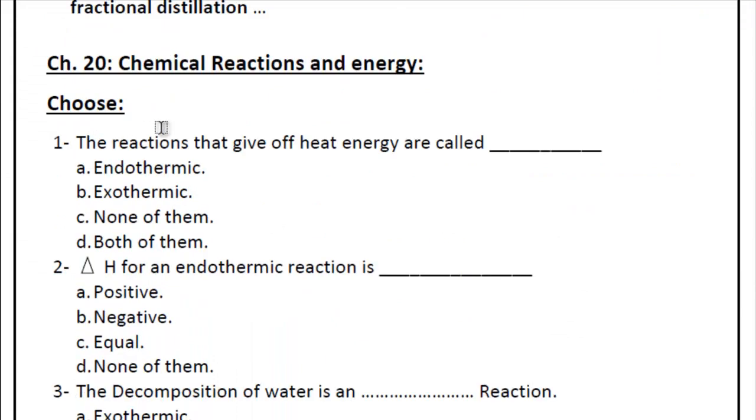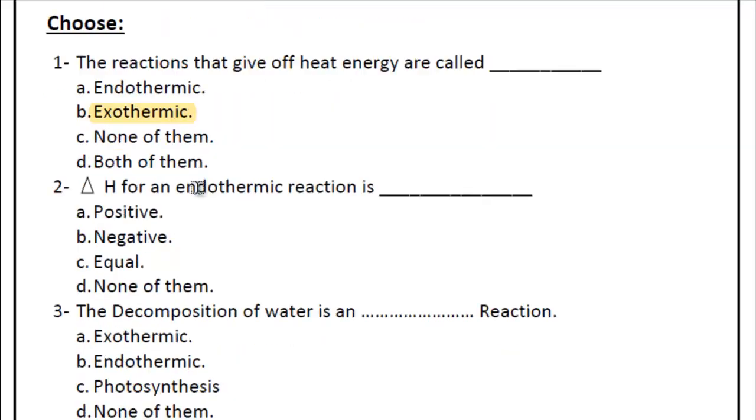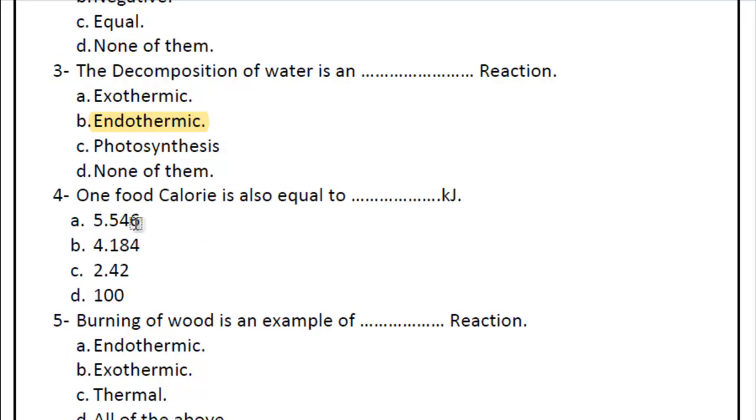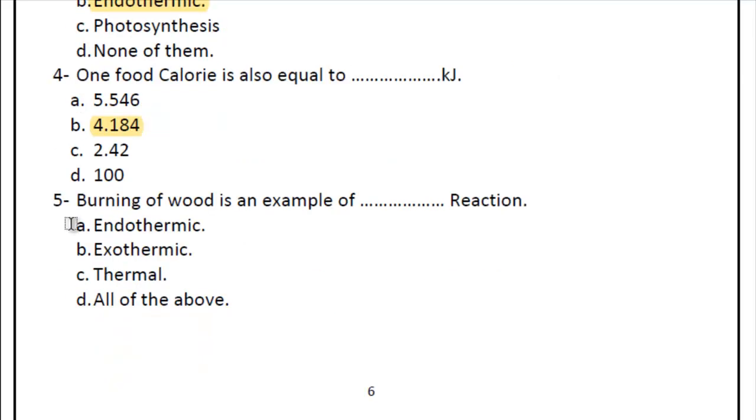After that, chapter 20, chemical reactions and energy. The reactions that give off heat are called exothermic reactions. Delta H of an endothermic reaction will be positive. The decomposition of water is an endothermic reaction. 1 food calorie is equal to 4.184 kilojoules. Number 5, burning of wood is an example of an exothermic reaction.